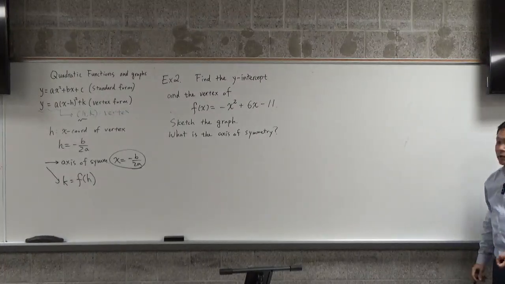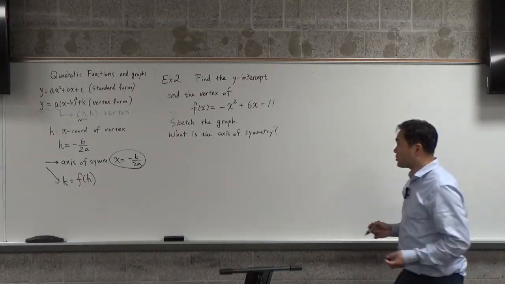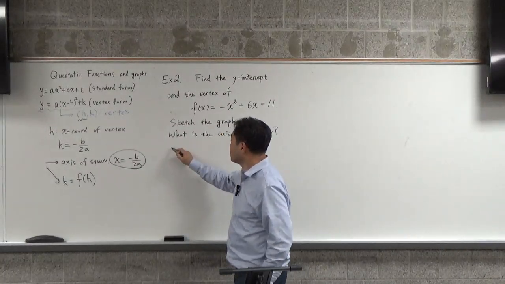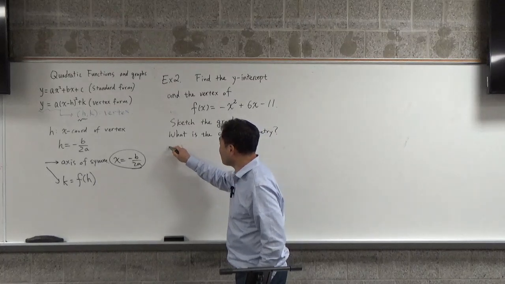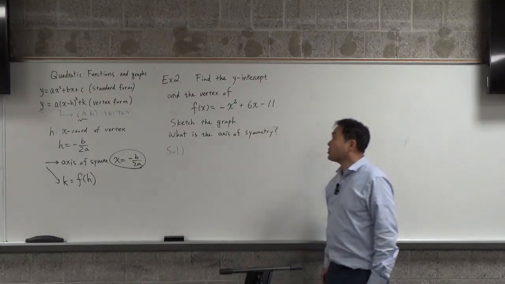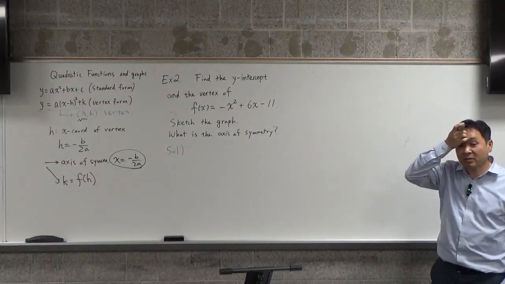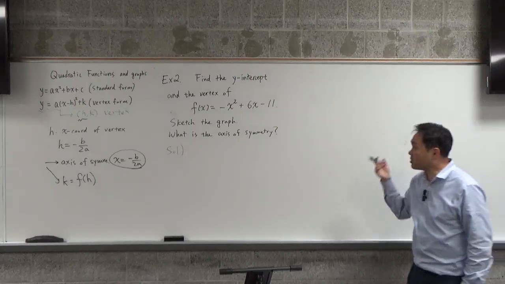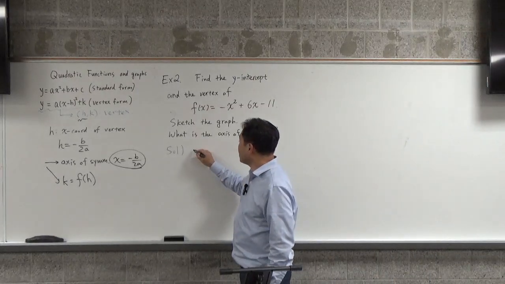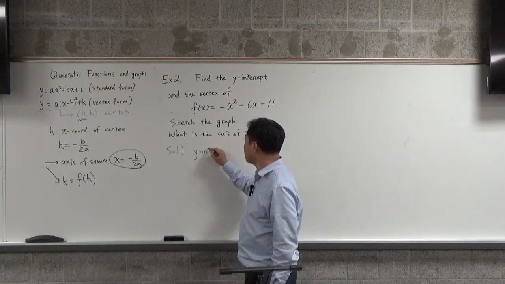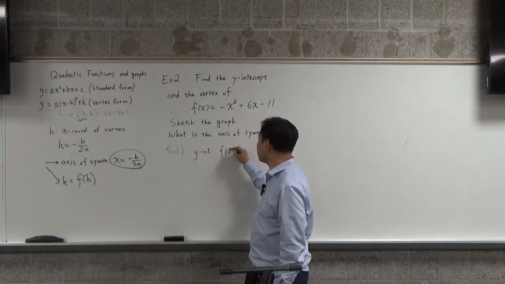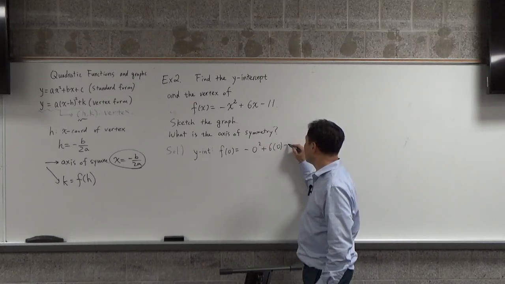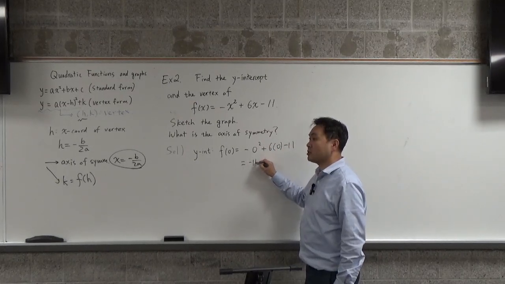All right, try this question. Let's try this question together first, okay? And I'll give you the next example, hopefully by then you're going to understand what we're doing. So first of all, how do you get the y-intercept? To get the y-intercept, what do you do? Set x equal to 0, yes. So the y-intercept you obtain by plugging in 0 into f. That gives you negative 11.